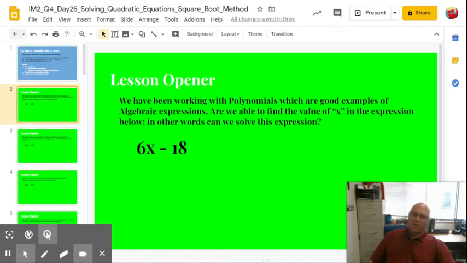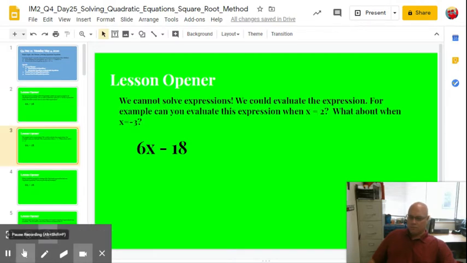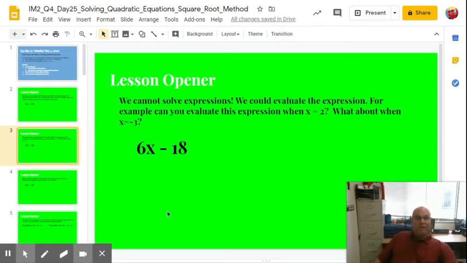So let's begin. So we've been working with polynomials, which are good examples of algebraic expressions. Remember, we defined a polynomial, it was an expression. Are we able to find the value of x in the expression below? In other words, can we solve this expression, 6x minus 18? What do you think? We cannot solve expressions. We can evaluate the expression.